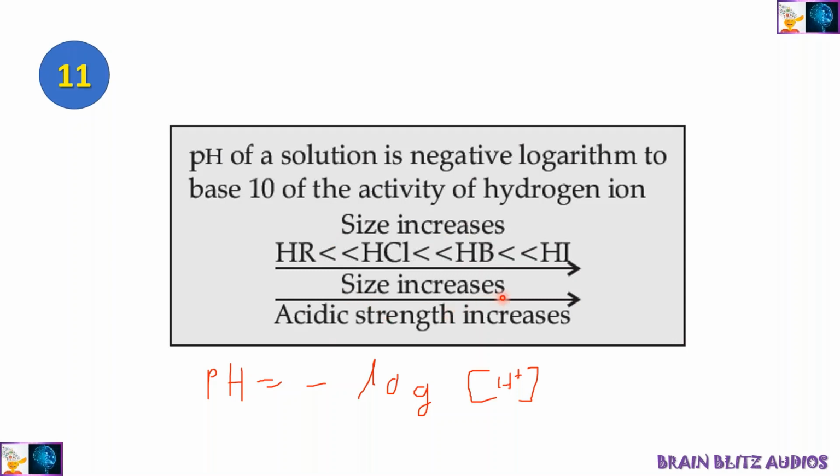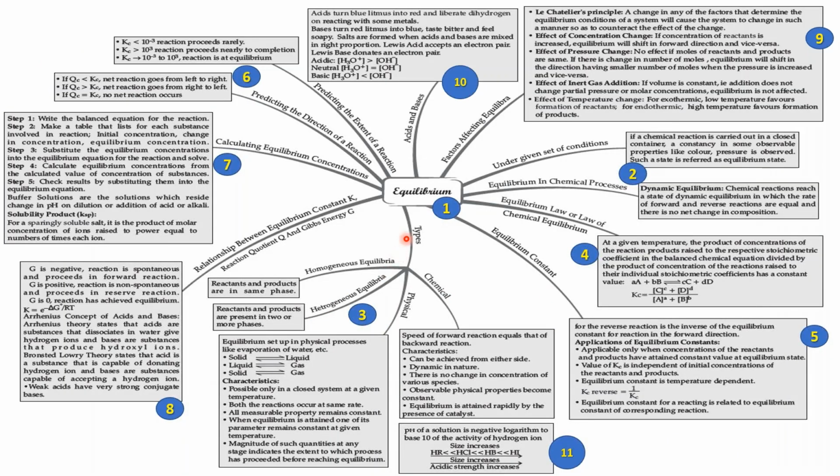Size increases means that acidic strength increases. So if you have HF and HCl, the size of Cl is more than that of F. So since HCl has more size than HF, the acidic strength of HCl is more than HF. And that completes this chapter. It is a very huge chapter, and we hope this video helped you to simplify it for your boards and to some extent your NEET and JEE exams.